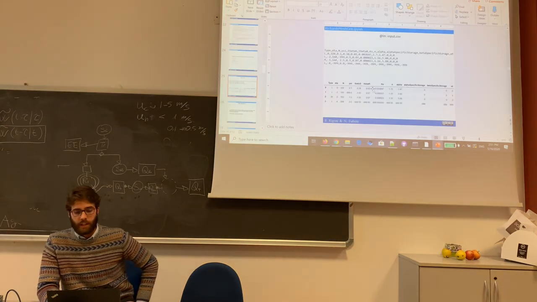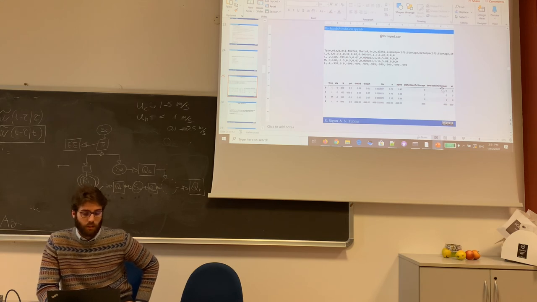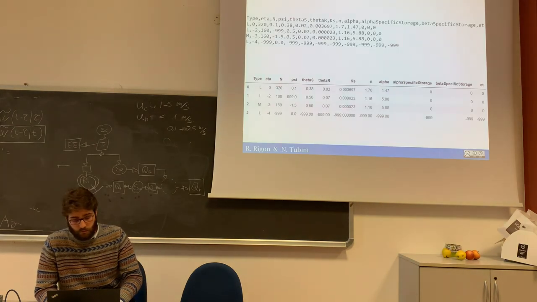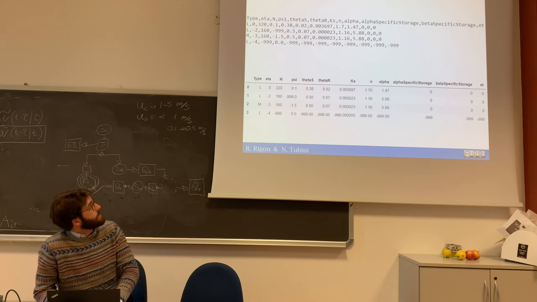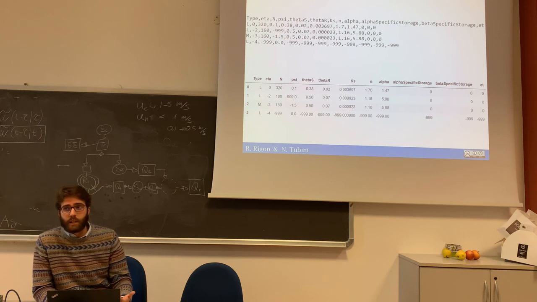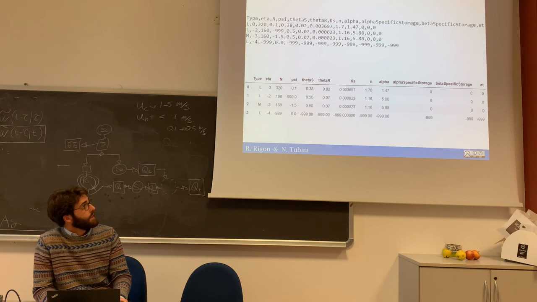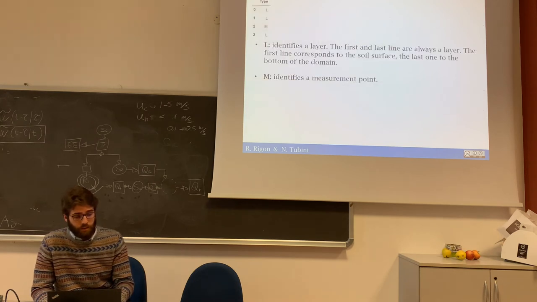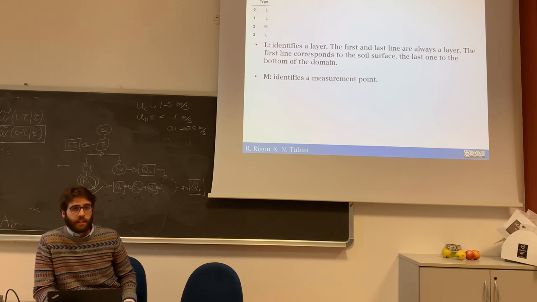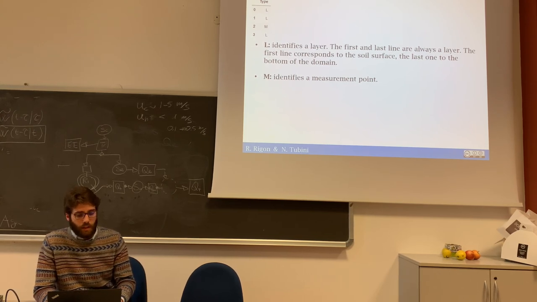So the CSV file is a file that has these columns. The first column is type, then eta, then we have the other ones. Every time you just copy the file you have in your folder and modify the values that are inside. So the first column, type, can be L or M. L identifies a layer, so you can define the stratigraphy of your soil. M is used if you have some measuring point, so you want that point to become a point in which you compute the solution.